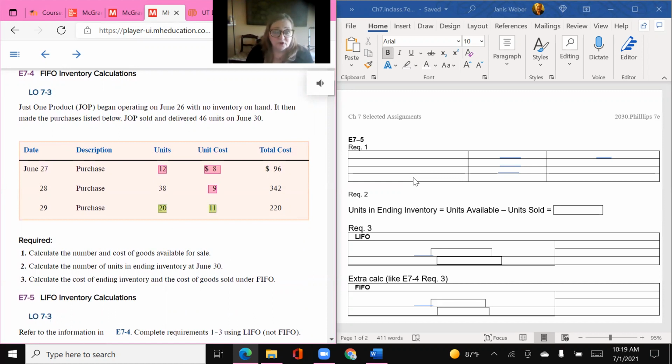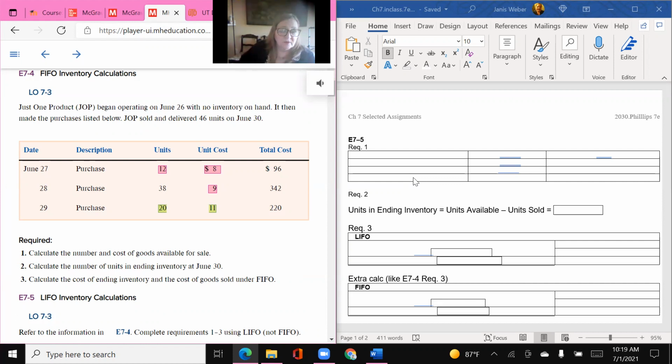So there's 3 purchase lots. The first one was 12 units at $8 for a total of $96, then 38 units at $9 for a total of $342, and then finally 20 units at $11 for a total of $220. So what they're asking for is for us to calculate the number and cost of goods available for sale.